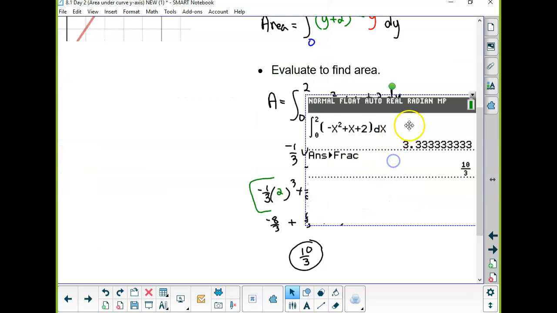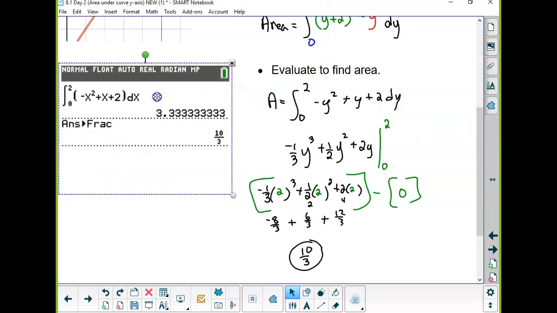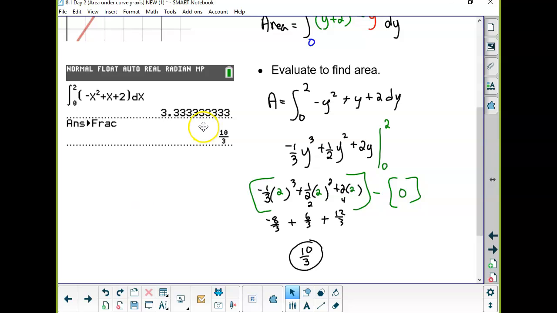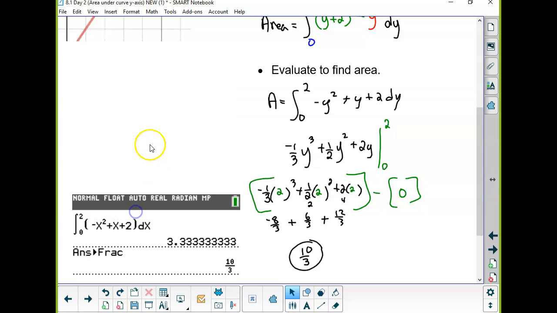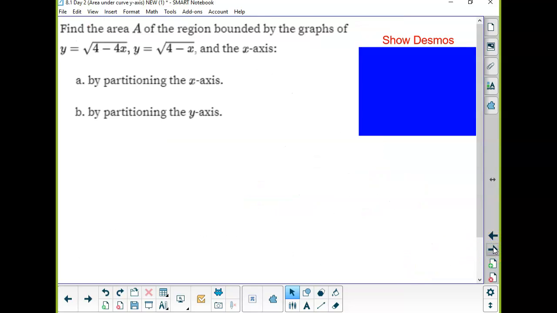Okay, so even though it says y's in our handwritten work, we would have to enter them as x's for our calculator. Just be aware of that. All right.